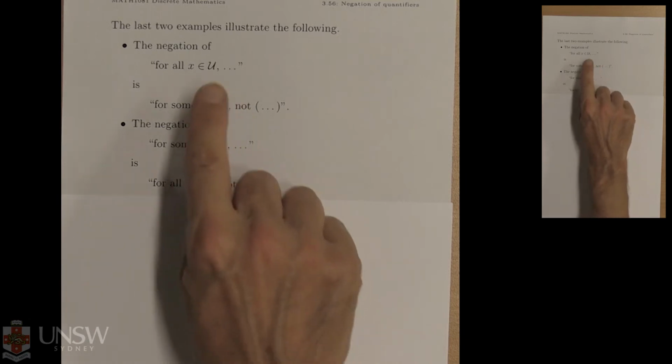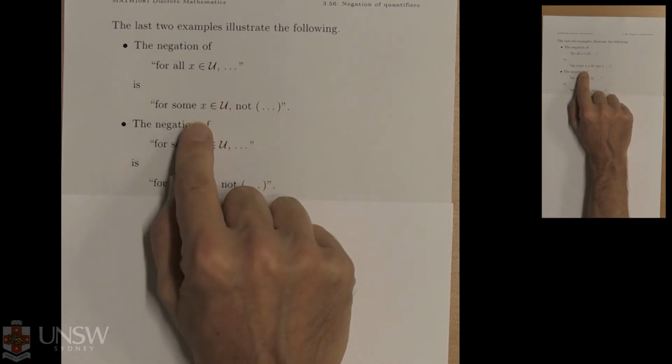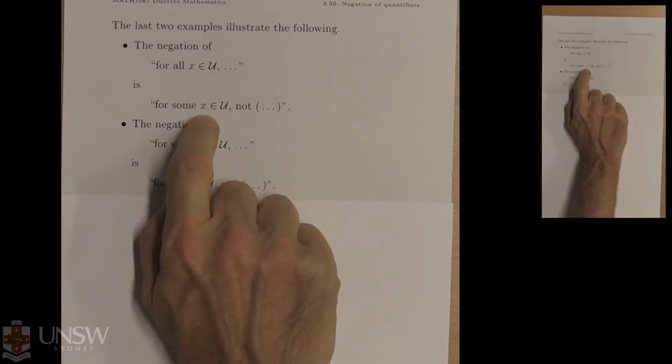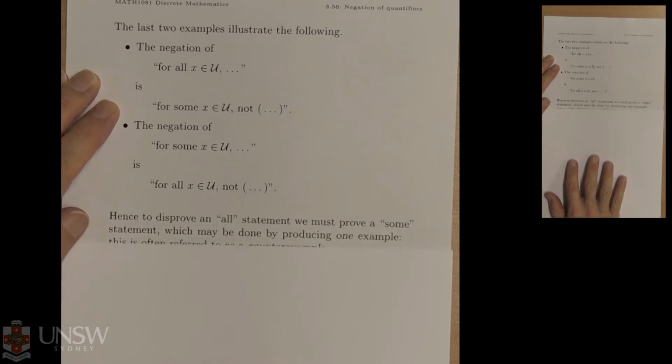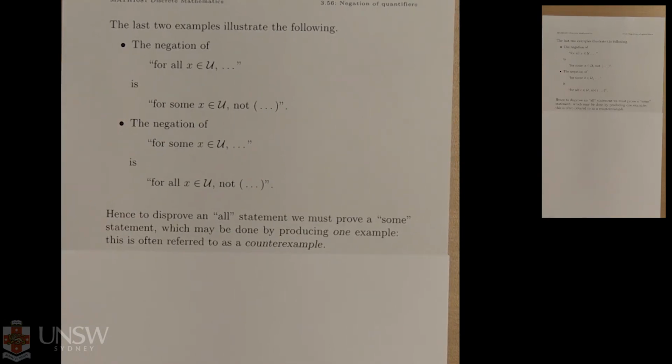So therefore, if I want to disprove an all statement, in other words, I want to prove it's false, in other words, I want to prove its negation, we have to prove a some statement, because the negation of this is a some statement. You might have noticed we've seen that before. To disprove an all statement, we provide one example, often referred to as a counterexample. To prove an existence statement, we also can do it, not always, but we can do it by giving one example. You might have noticed that was the same thing.